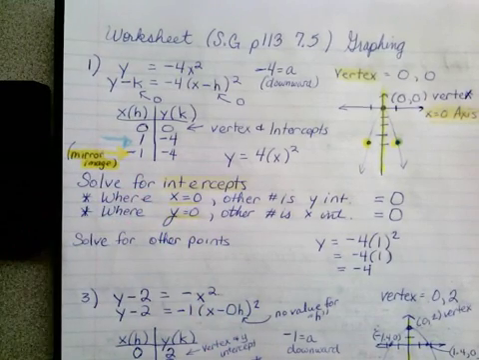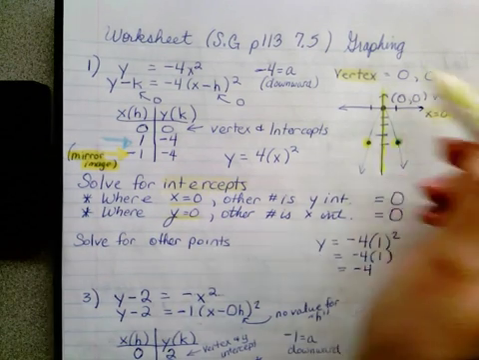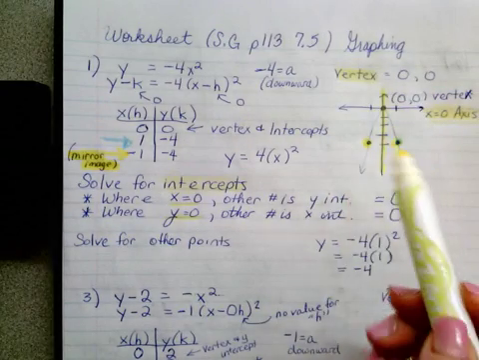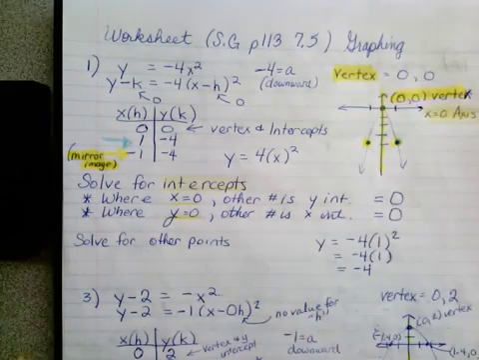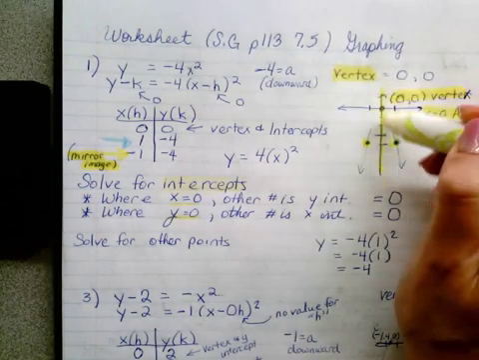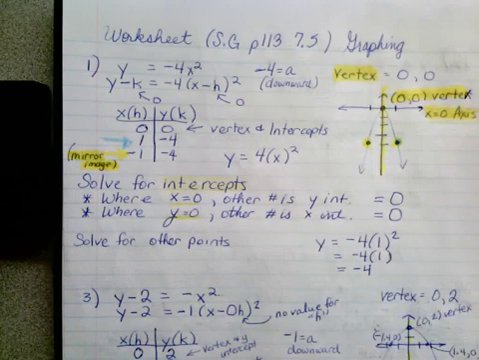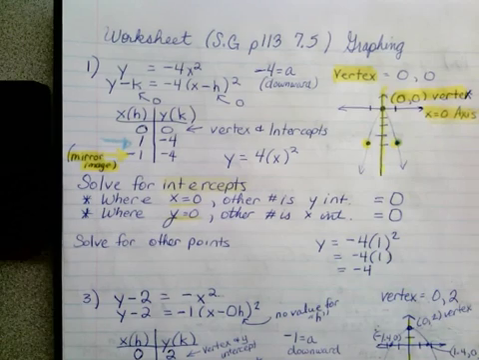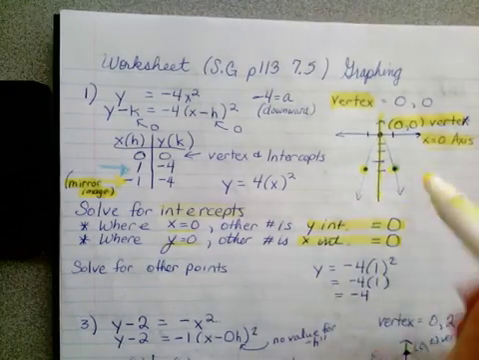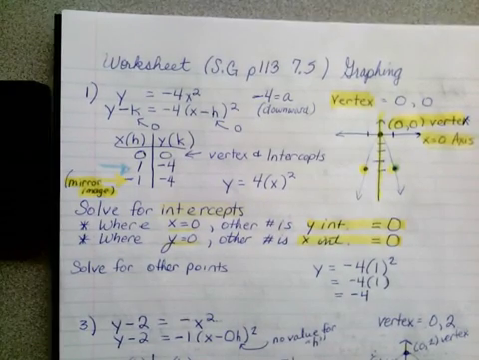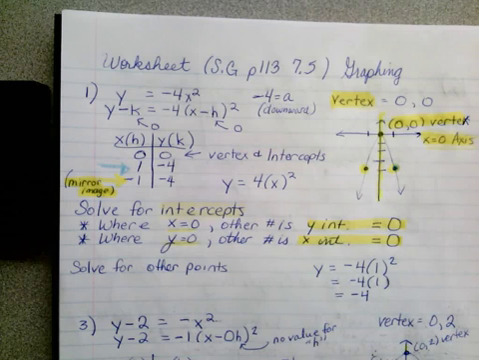Okay? So to answer the questions, first off, it says graph it, which we've done. Second, it says label the vertex. Label the axis, which I usually use a highlighter and go down the middle with a dotted line. And finally, it says give me the intercepts. The intercepts are 0 and 0 because the vertex is at the origin. Okay? Any questions on this item?